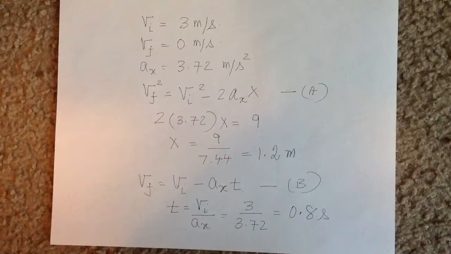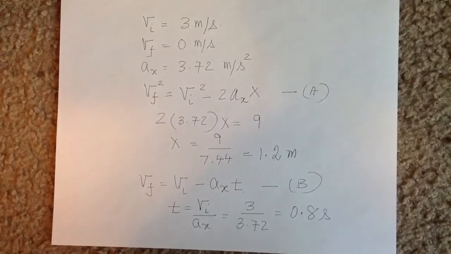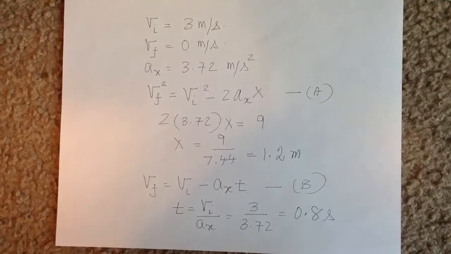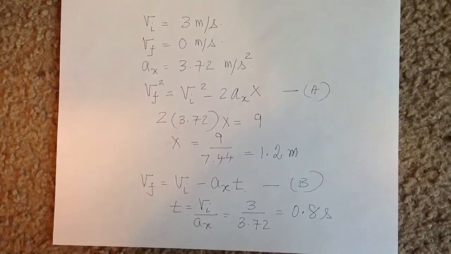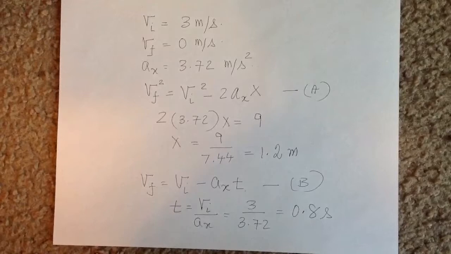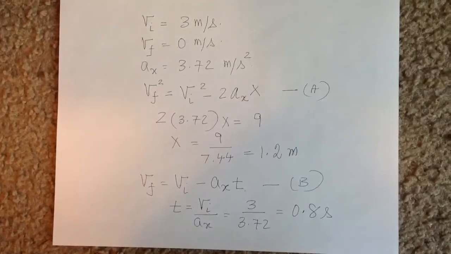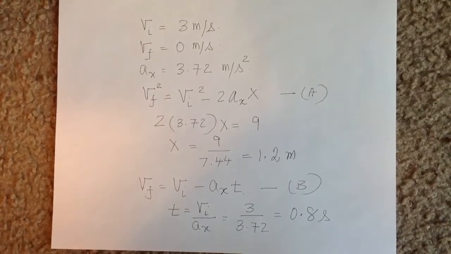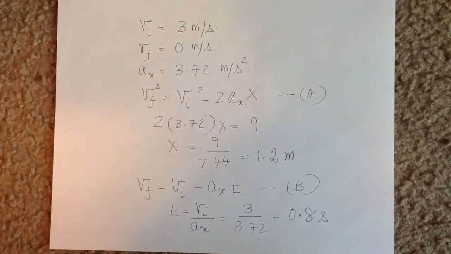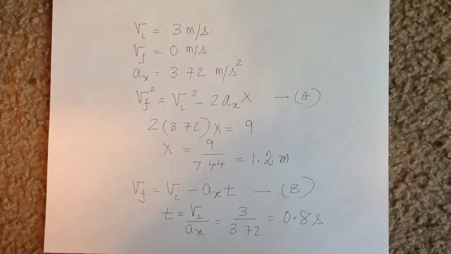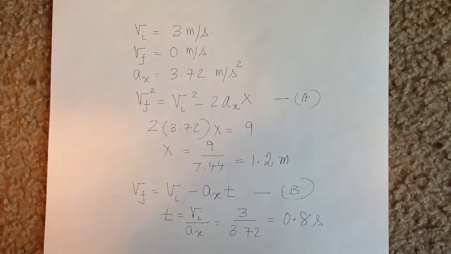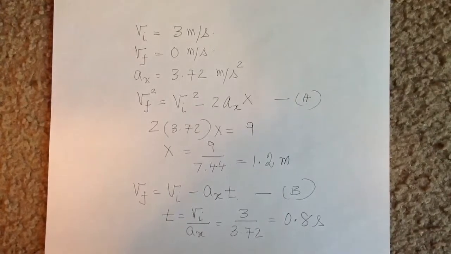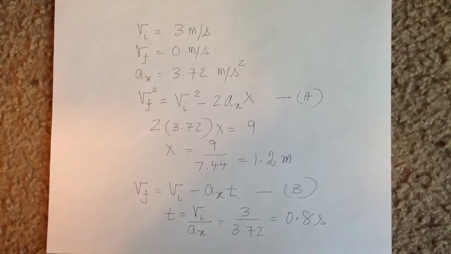Now, using the equation, V final is V initial minus the acceleration multiplied by time, we get the time is the initial velocity divided by the acceleration, or 3 divided by 3.72, which is 0.8 seconds. That's the time it takes to travel to the top. So to get back to the bottom, the total time would be 2 times 0.8 seconds, or 1.6 seconds.